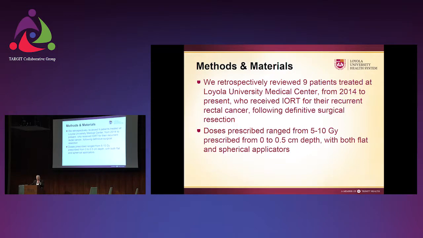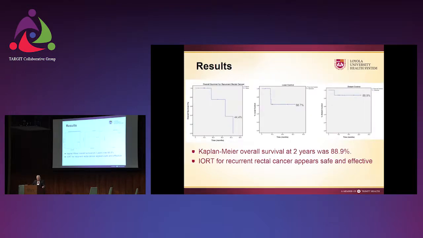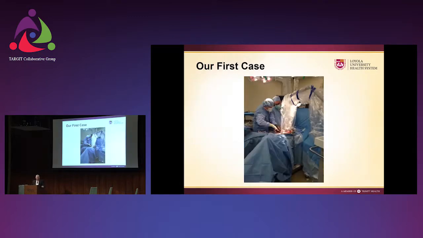And Dr. Miller is going to present in poster form that we retrospectively reviewed 9 of our patients we treated from 2014. The prescribed doses varied between 5 and 10 Gy to 0 to 0.5 depth, depending on whether they got previous radiation or were getting radiation again. We used both the flat and the spherical applicators in these patients. Survival at 2 years was about 90%, and there's a suggestion that the local control was reasonable. It's 9 patients, doesn't necessarily mean much, but not that your poster doesn't mean much, it is some data.